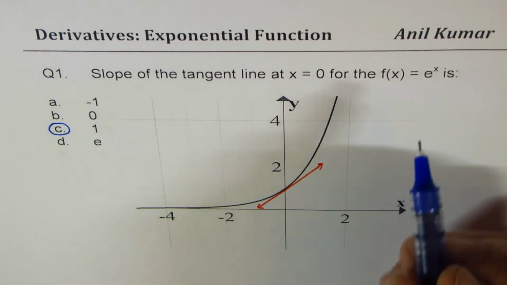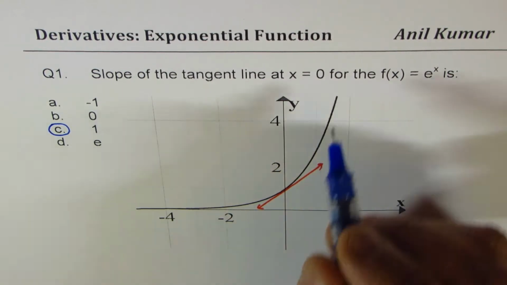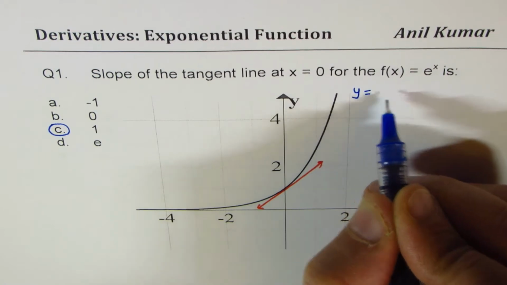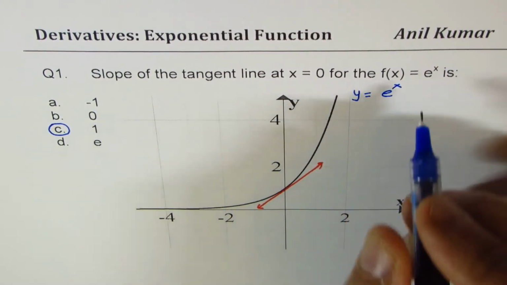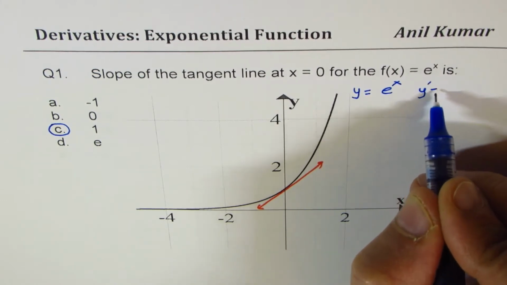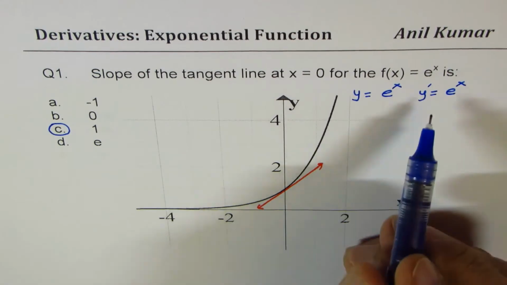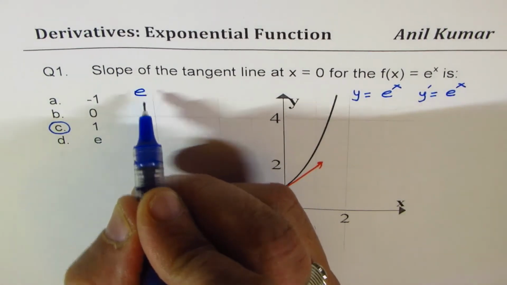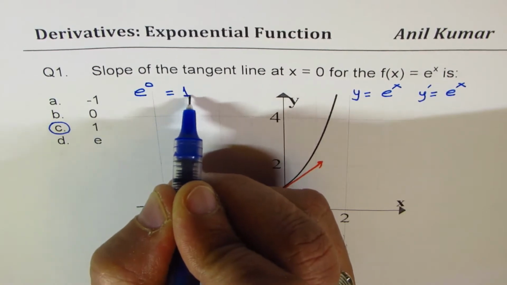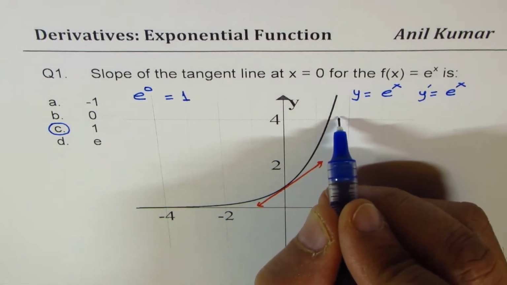Now, it is important to understand that derivative gives you the slope. So let's write down derivatives of all the functions related with exponential functions. If y equals e to the power of x, then what is the derivative? It is exactly e to the power of x, correct? In this case, x is 0, so we are looking for e to the power of 0, which is indeed 1, right?